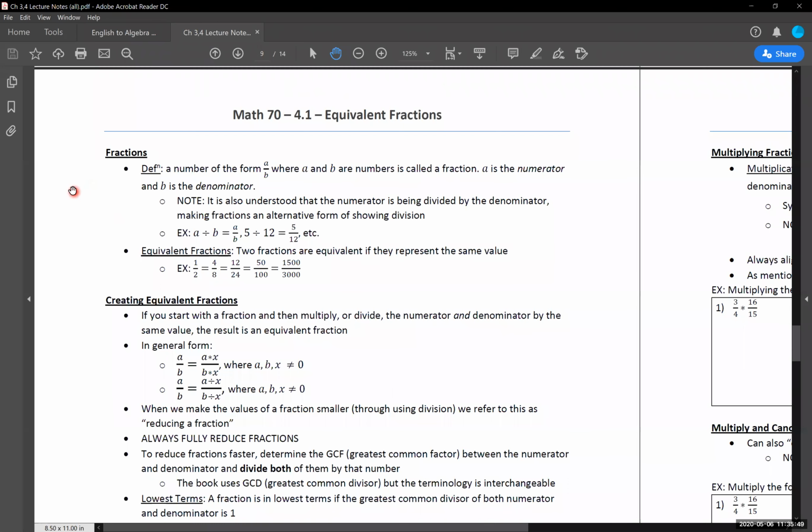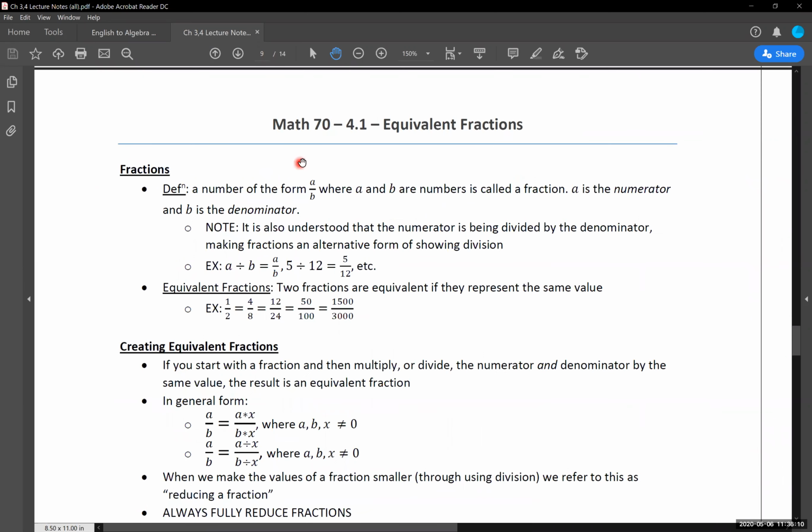So, working with our original core definition of a fraction, which is where all of this needs to start from. Our definition of a fraction is a number of the form a over b, where a and b are numbers, and that's called a fraction. A represents the numerator, and b represents the denominator. So whatever is on top in the fraction is the numerator, whatever is on bottom is the denominator.